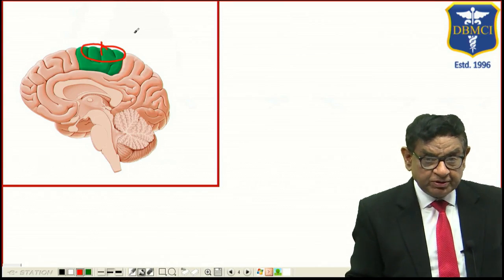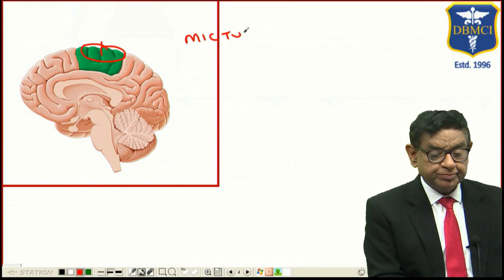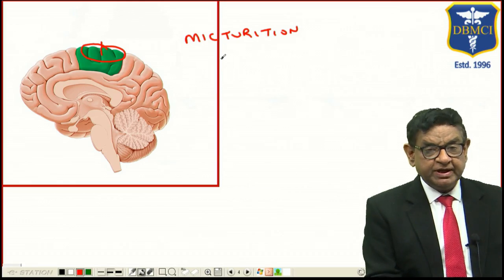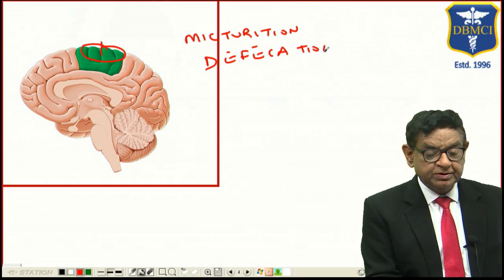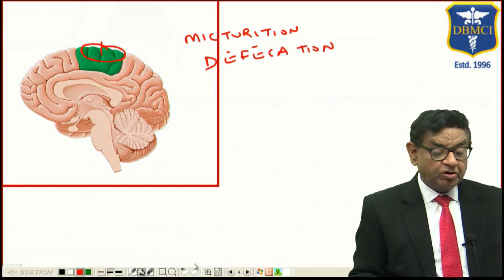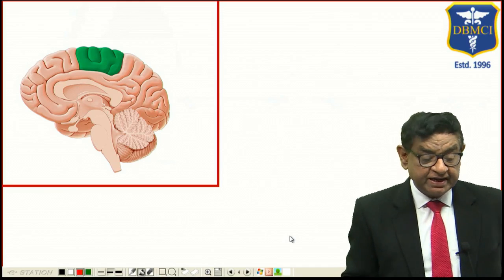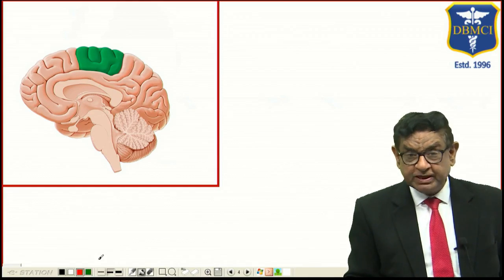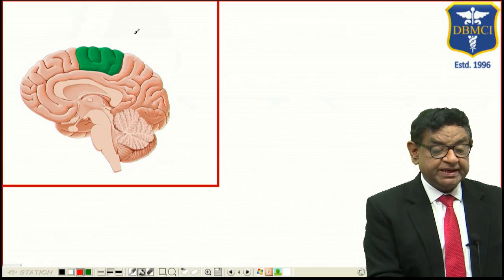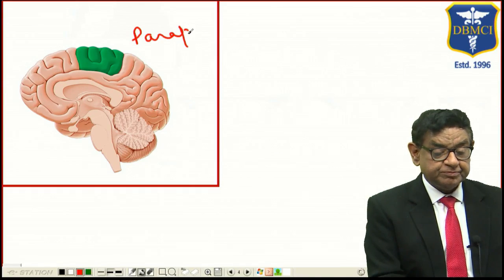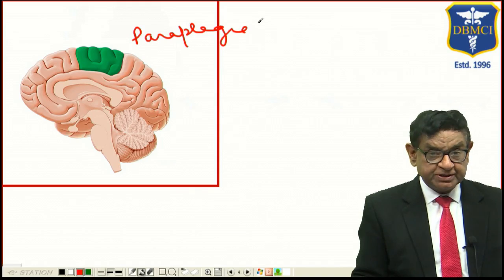Now, in addition to the leg area, they also have centers which control micturition and defecation. So if a lesion occurs on one side of the motor cortex, that will lead to contralateral leg weakness. But if both paracentral lobules are involved, there will be weakness of both legs, or the patient may even have paraplegia. And as I told you, the paracentral lobule controls micturition as well as defecation.